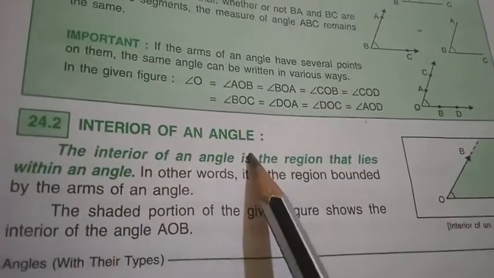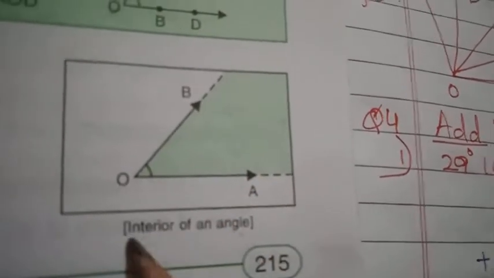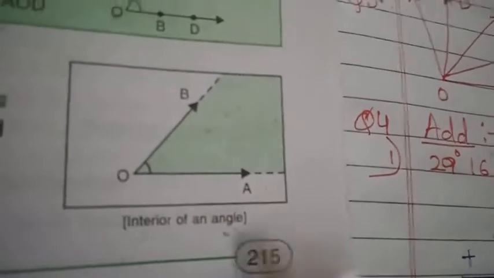So interior of an angle we will see. You can see here the interior of an angle is the region that lies within the angle. So you can see here angle BOA and you can see the shaded green part, light. This shaded part is the interior of an angle. Interior, inside. Okay, so this shaded part is inside the angle. So we say that it is interior.